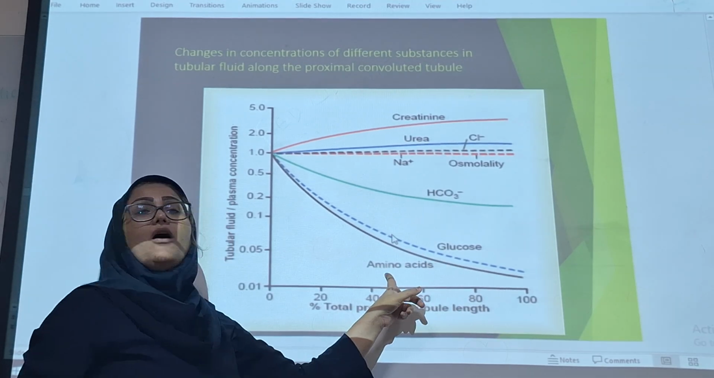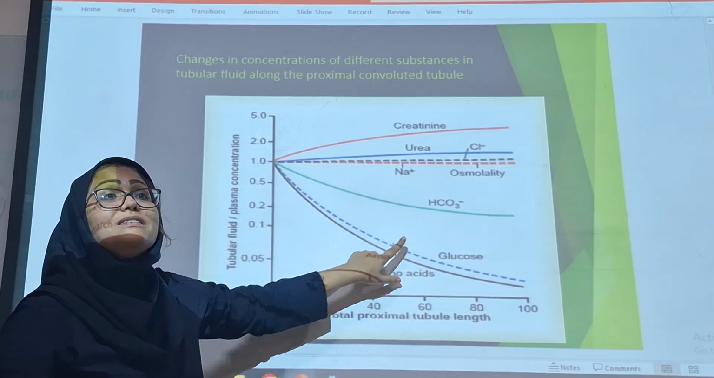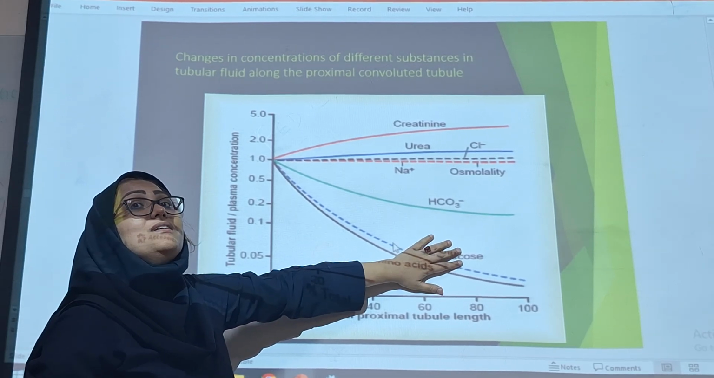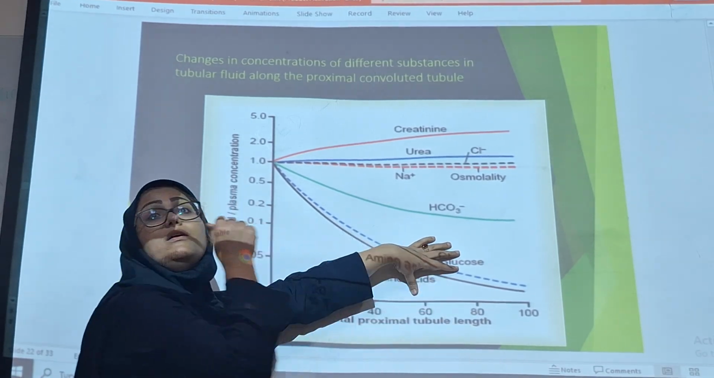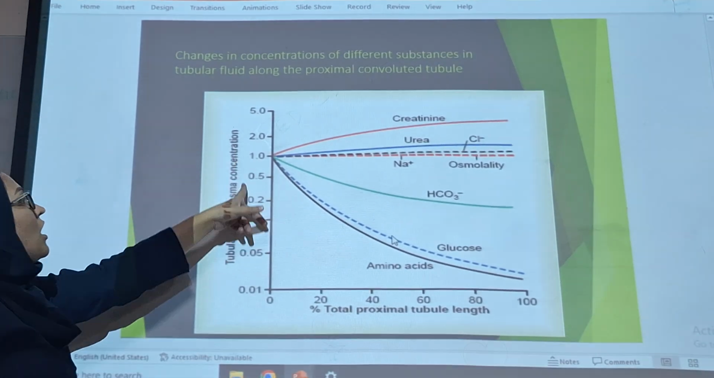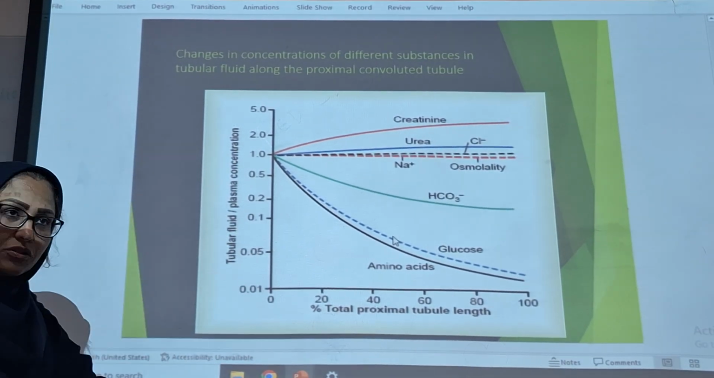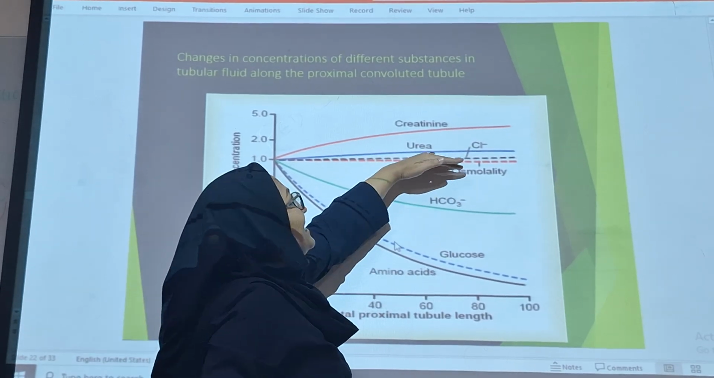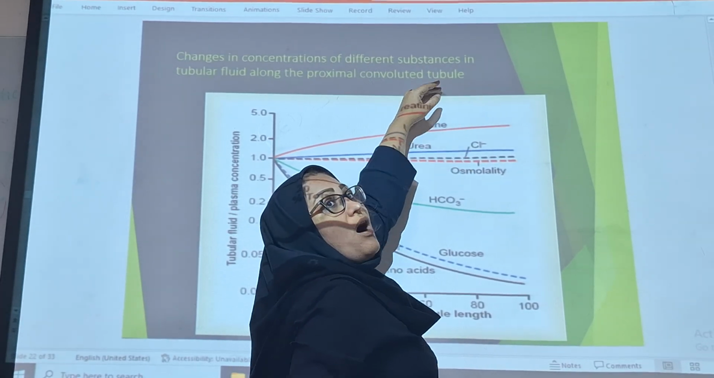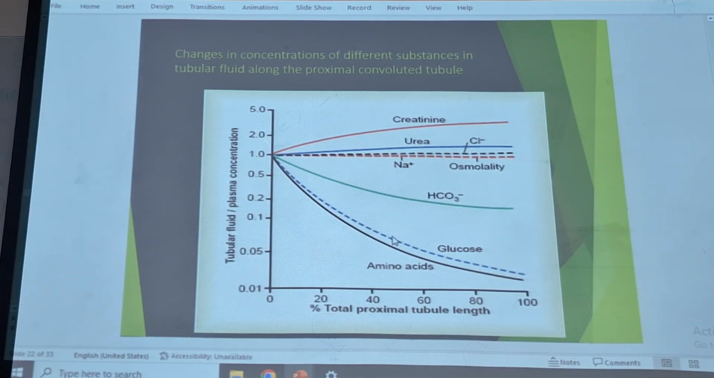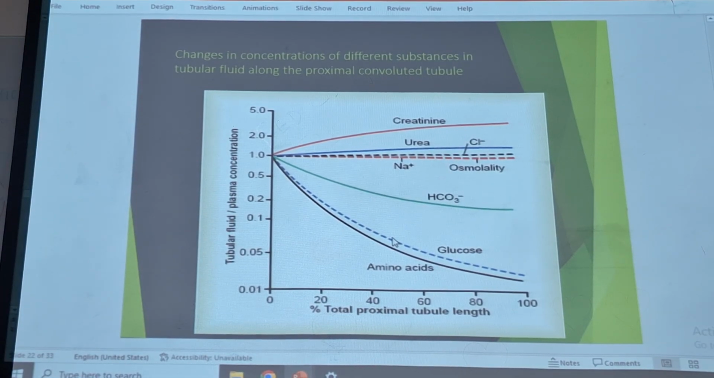Bicarbonate, glucose, and amino acids. As I told you, 100% of amino acids and glucose are reabsorbed in the length of the proximal tubule. Their concentration in the tubule decreases, and it is true about the bicarbonate ion. And numbers above 1, more than 1, mean not reabsorbed, but secreted, or secretion. Got it?